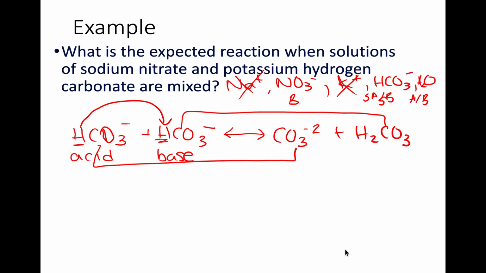And then lastly, predicting based on the table, your base, HCO3 negative, is higher on the table than your acid. So if your base is above your acid, that would mean your reactants are favored. So that is how we predict using Bronsted and Lowry.